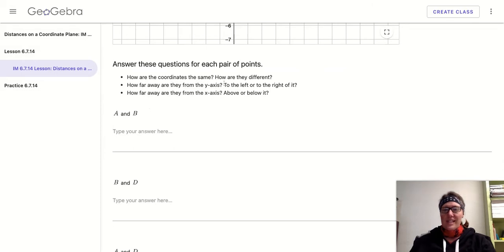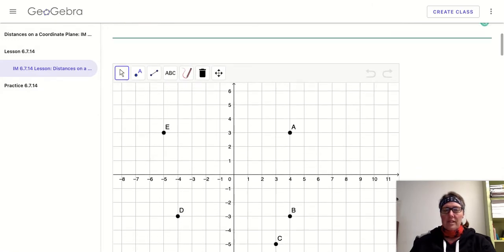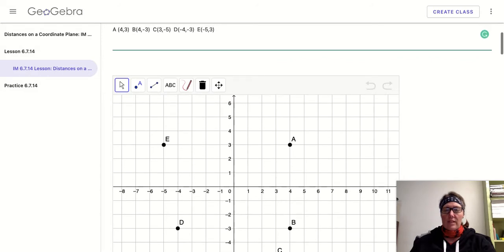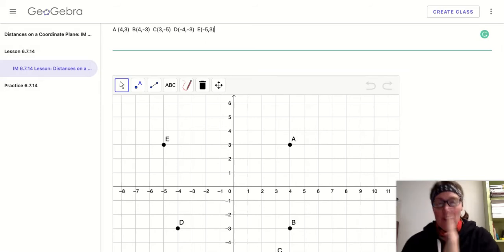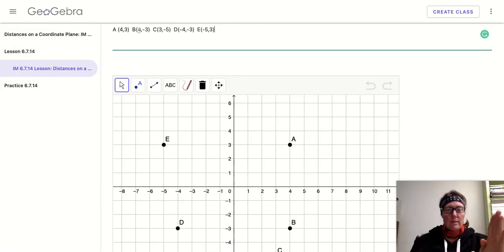How are the coordinates the same for, oh, we got to do this for A and B. Well, how are A and B the same? What do you guys notice that's the same between A and B? I'm trying to scroll where we can see their coordinates and their actual spot. What is the same between A and B? They're on the same vertical line, right? So they share an x. A and B are both on a 4, which means on the x-axis, they both are over 4, and that places them on the same vertical line.